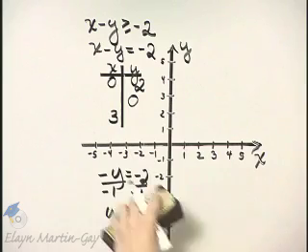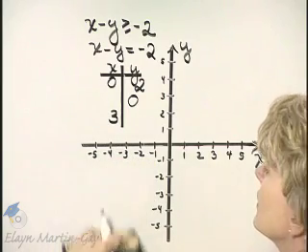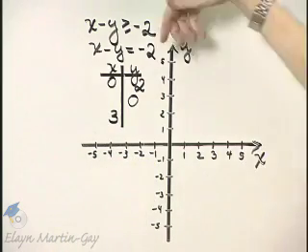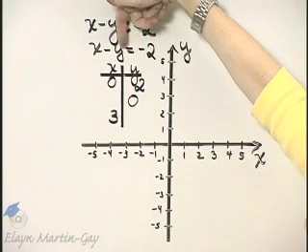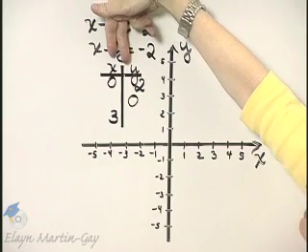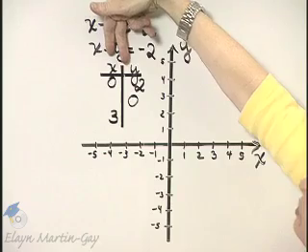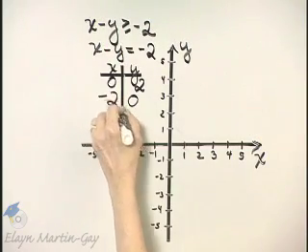What about when y is 0? Now let's see if we can do this one mentally. If y is 0, I have x minus 0 is -2, or x is -2.